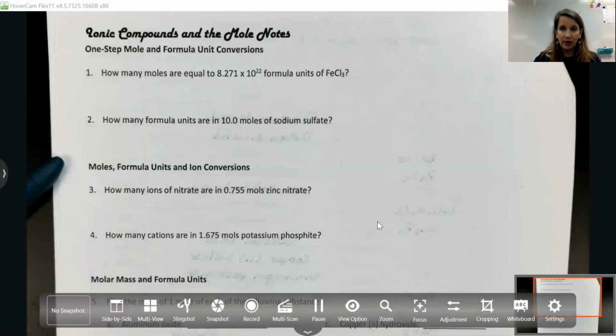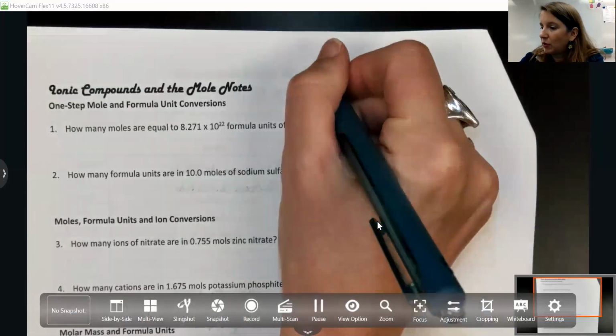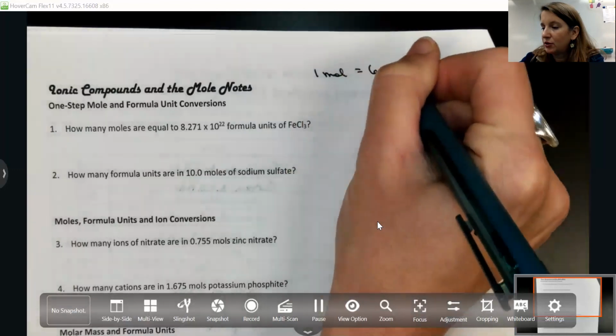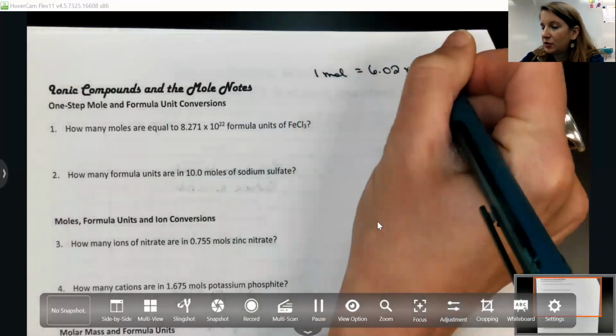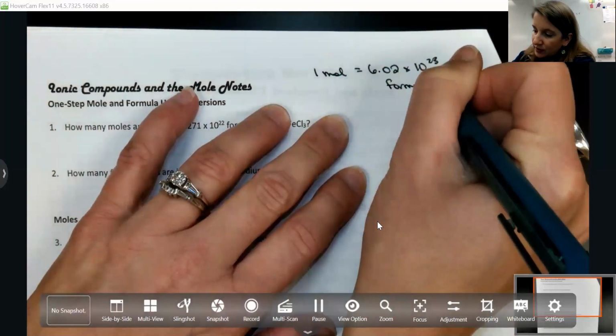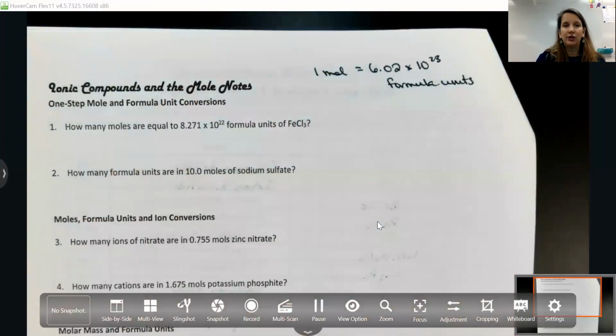Now up until this point, we know that 1 mole is equal to 6.02 times 10 to the 23 atoms if we're talking about an element. We know that 1 mole is equal to 6.02 times 10 to the 23 if we're talking about a covalent molecule. Now in this unit, we know that 1 mole of an ionic compound is going to be equal to 6.02 times 10 to the 23 formula units. All right, so this is the thing that we're going to be changing in this unit. We're changing it to formula units.